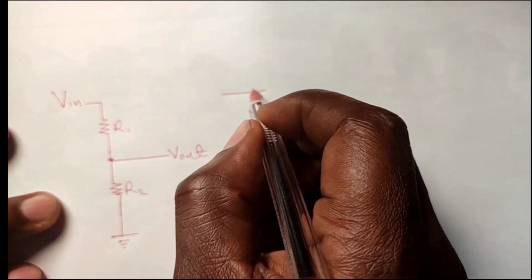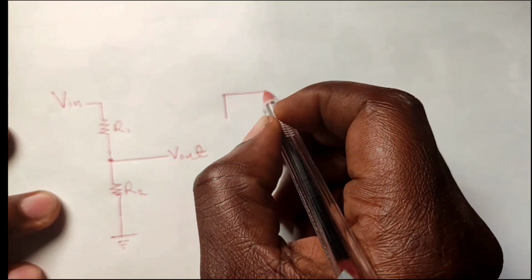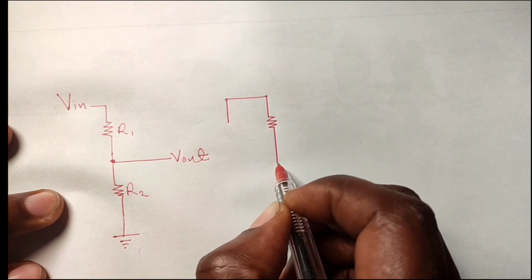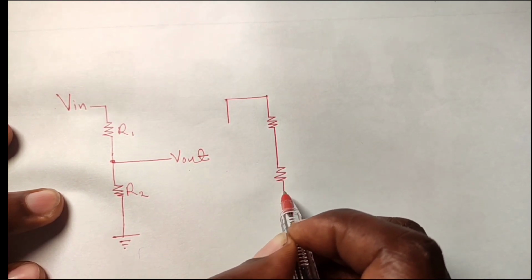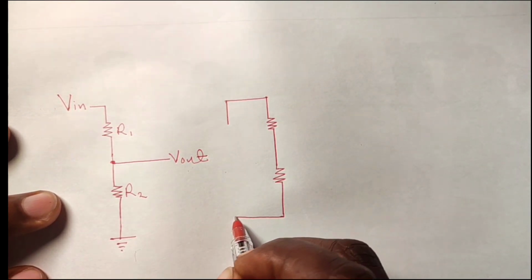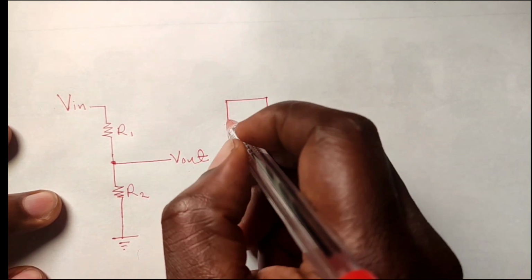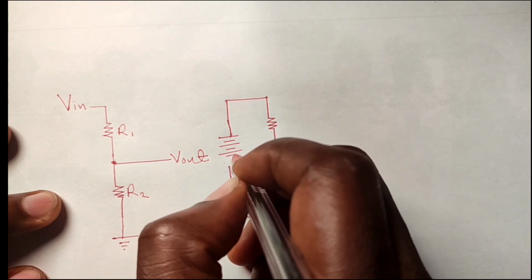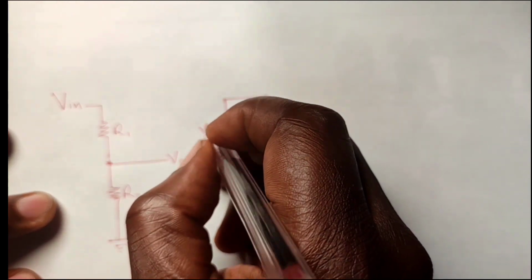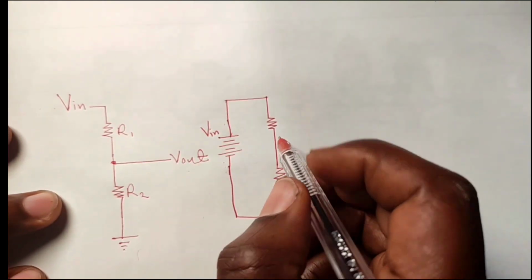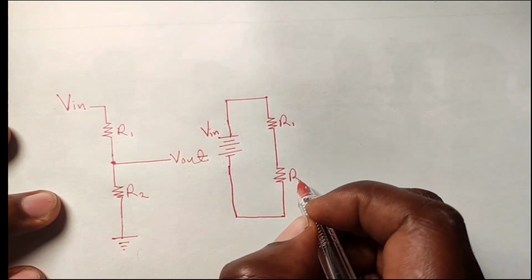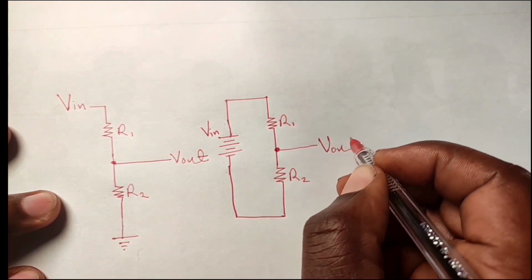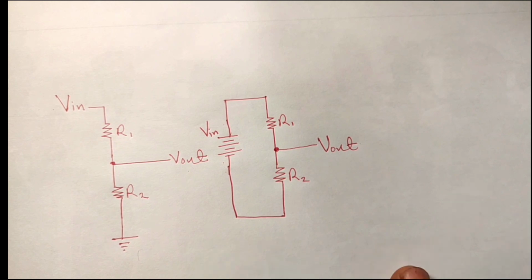Now, this is another representation of this circuit. You have R1 coming down to R2, then going back to your supply V in. It can be a battery source. You can have a battery source this way, coming in as your V in here. Then this is R1, this is R2. At this junction, you can tap out your V out. This is another circuit of the voltage divider.